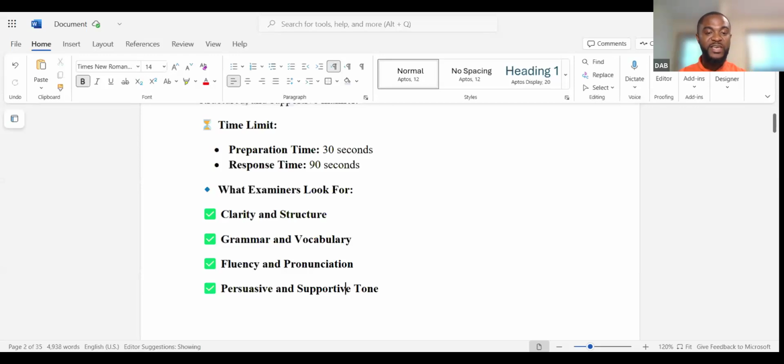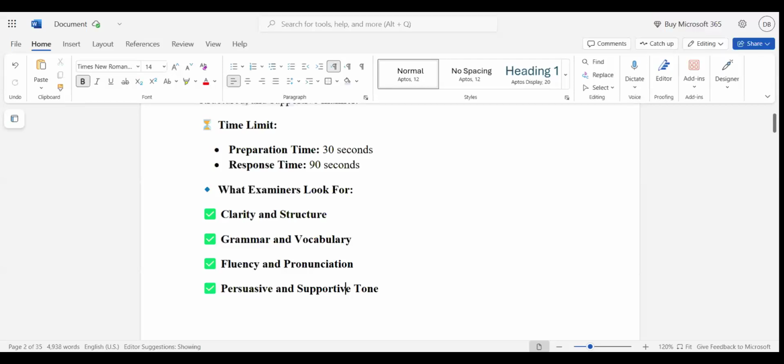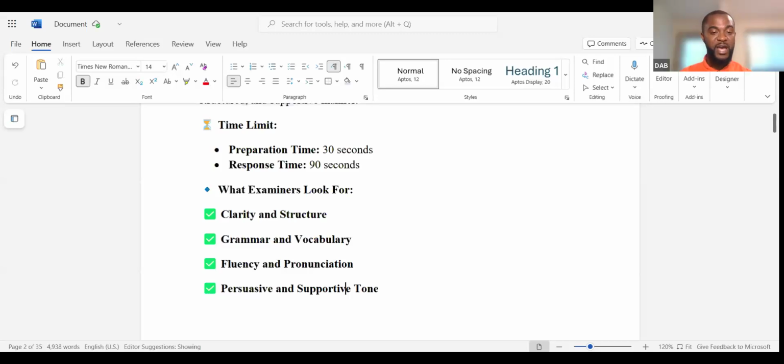Then your fluency and pronunciation. You shouldn't be someone who pauses too much in talking. If you are talking, they expect you to flow, to be able to speak continuously for a while without pausing too much. You can pause, but it shouldn't be obvious that you are just pausing to steal some time.